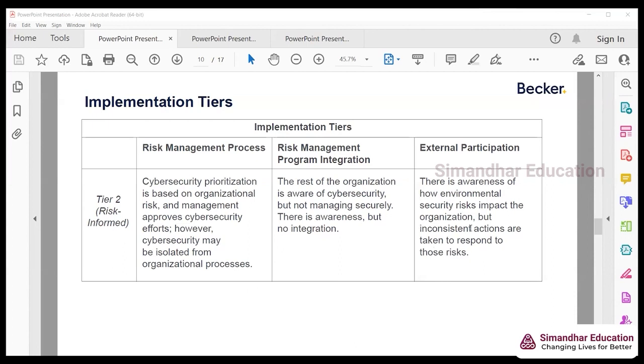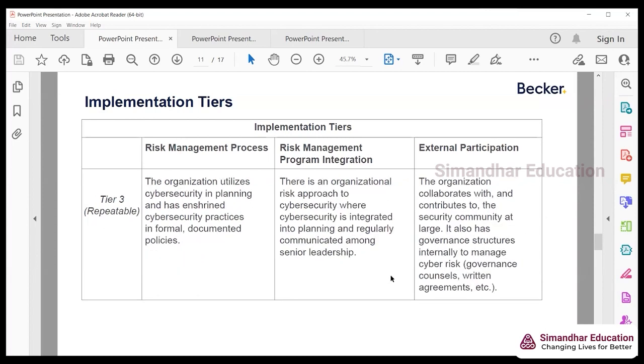So here also, if you see, inconsistent actions are there. It's not consistent action. Awareness is there, but integration is not there. All right. So a little bit better than tier 1, but not very good. Then tier 3, repeatable.